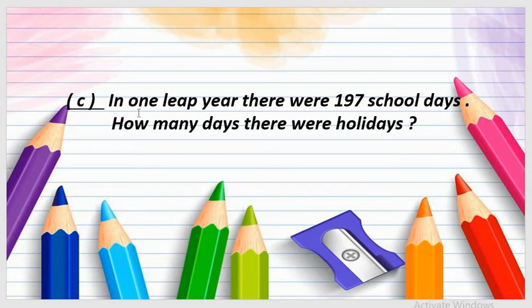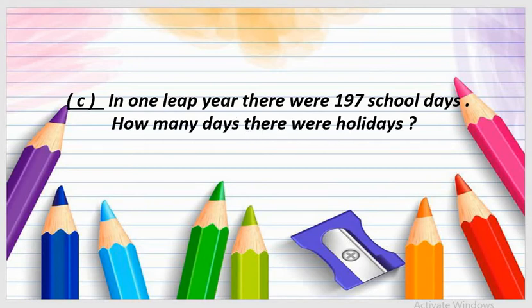Okay, in 1 leap year there were 197 school days. How many school days? 197. And how many days were holidays?